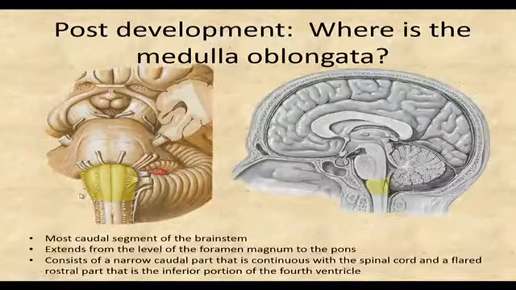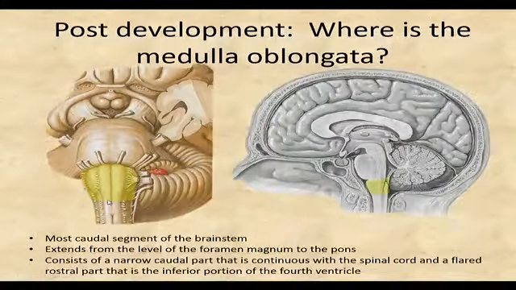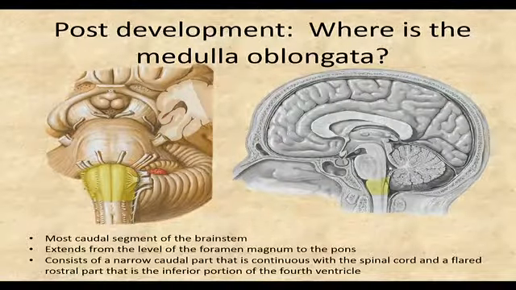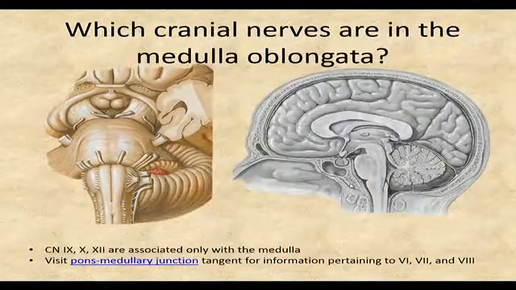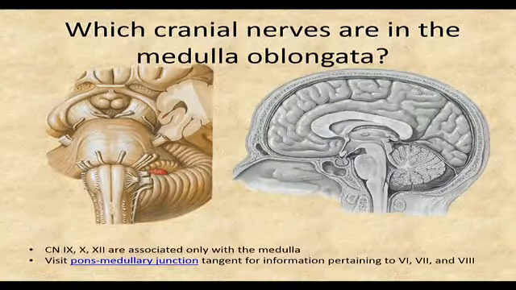I think we all are, that it's going to be the most caudal part of the brainstem. It's just inferior to the pons. It's just superior to the cranial nerve roots from cranial nerve 1. And it is going to be inclusive of the inferior part of the fourth ventricle, the part of the ventricular system. So what cranial nerves are only associated with the medulla?